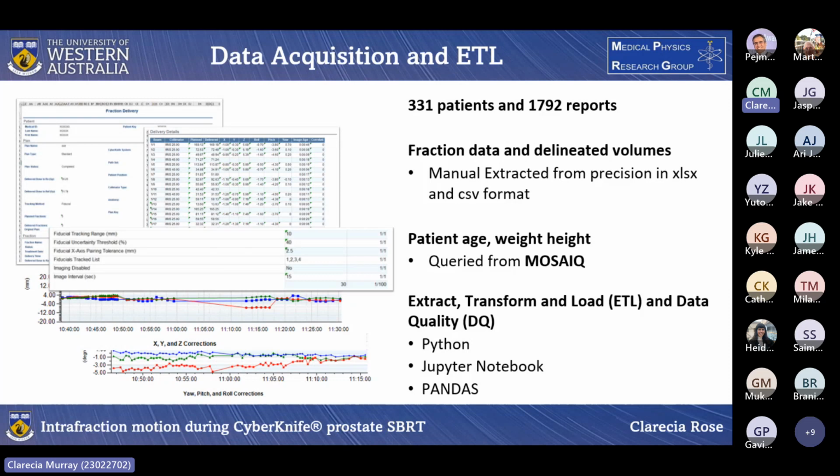52 treatment plans were also extracted. These included the delineated volumes of the bladder, rectum, and prostate, and the patient clinical factors such as age, weight, and height were queried from Mosaic and the CyberKnife registry. All of the analysis, transformation and loading was completed with Python, and any missing values that needed to be derived and various data quality checks were done here, such as checking that patients hadn't been extracted twice and so forth.